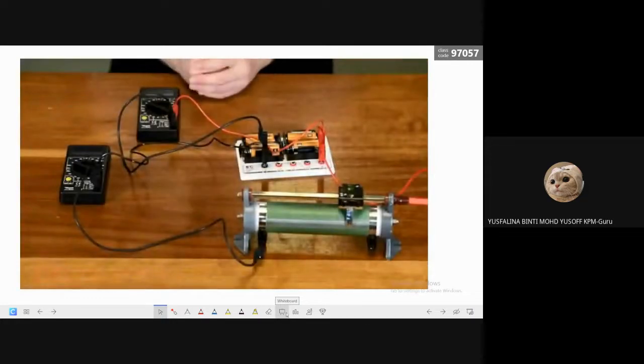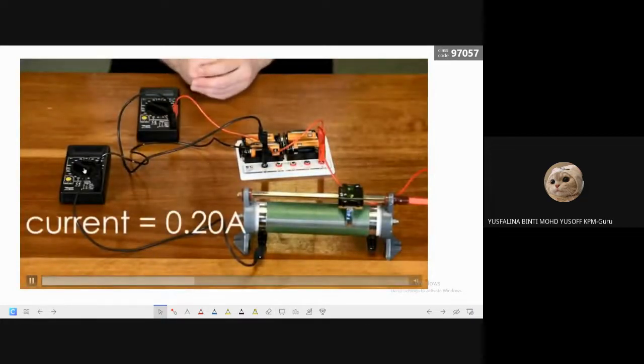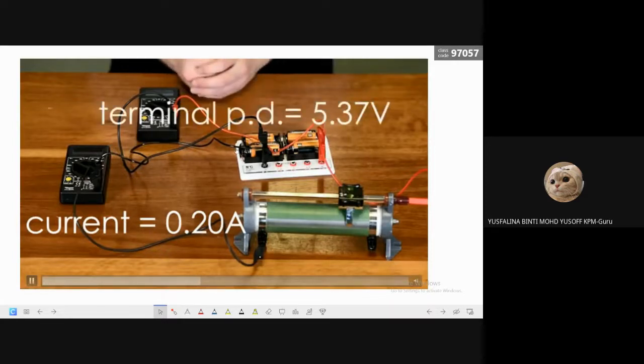I now have a current of 0. So this one is the voltmeter, this one is the ammeter, and therefore current is flowing through the battery. You can see the terminal PD is now 5.37 volts, so even more of the EMF has been lost in the battery.